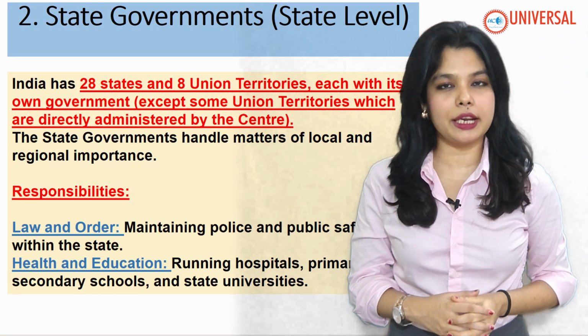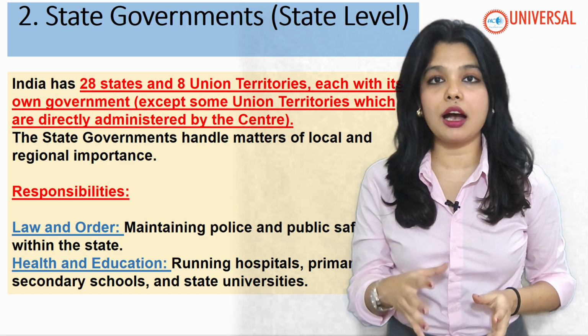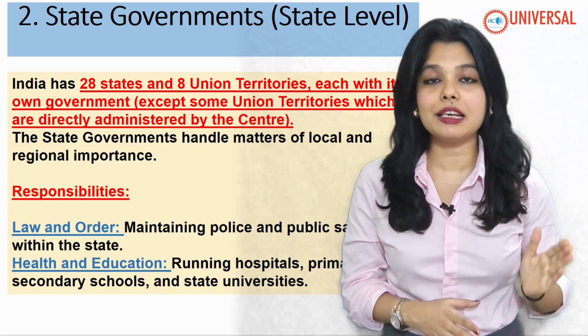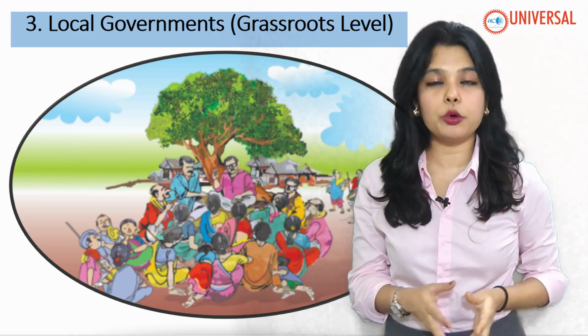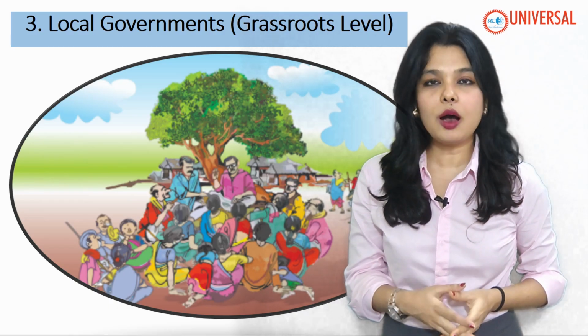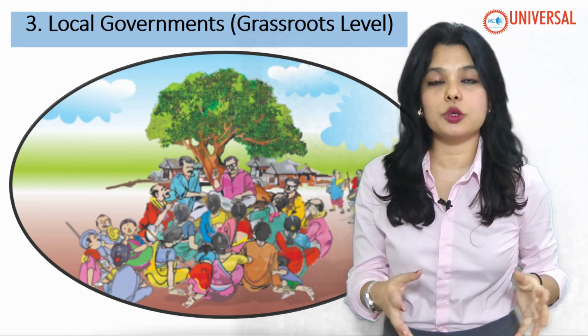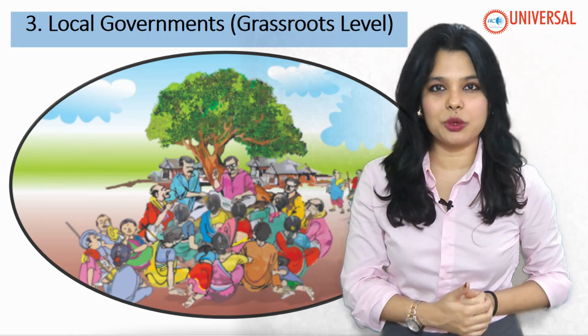Now when it comes to state government, there are 28 states and 8 union territories. The states are governed by the state government, but the union territories are governed directly by the center. Then we will be reading about the 73rd, 74th Constitutional Amendment Act and how local government, municipalities, Panchayati Raj system got the constitutional status. So all these things will be dealt in today's class, so stay tuned with us.